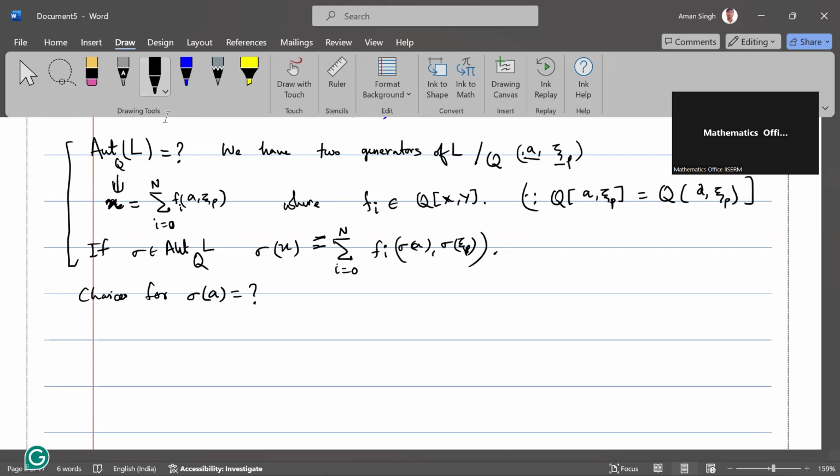If you remember, if mu is the irreducible polynomial, the minimal polynomial over Q for a, then sigma can map a only to a conjugate. Means if f is a polynomial, sigma sends zeros of f to zeros of f. That's all.